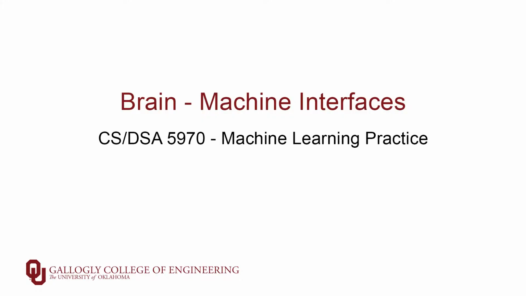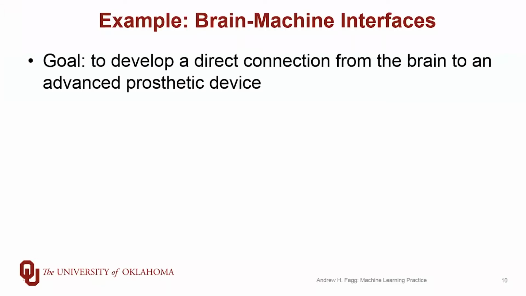I'd like to give you an example of applying machine learning to an area that I work in my research, and it's that of brain-machine interfaces. Here, the larger goal is to develop advanced prosthetic devices. So these are situations where someone has lost, say, an arm. We'd like to replace that arm with a prosthetic device and have that device behave like and even feel like the original arm as best as possible.